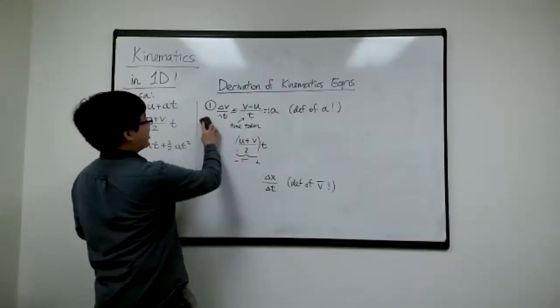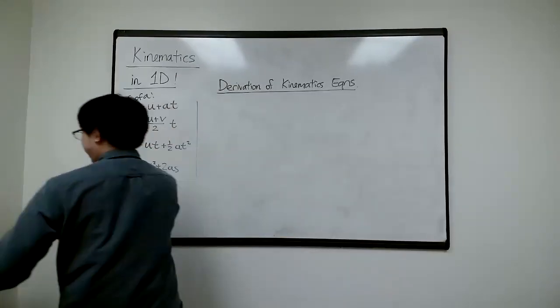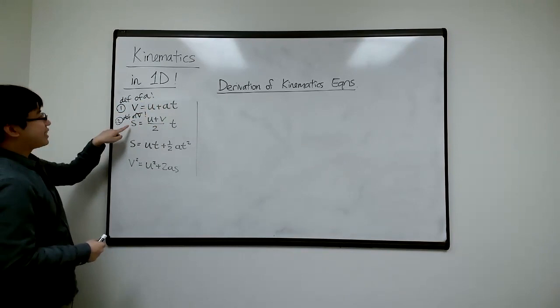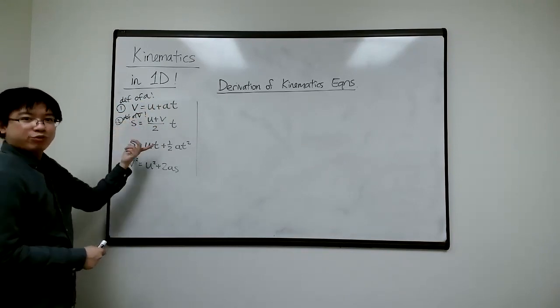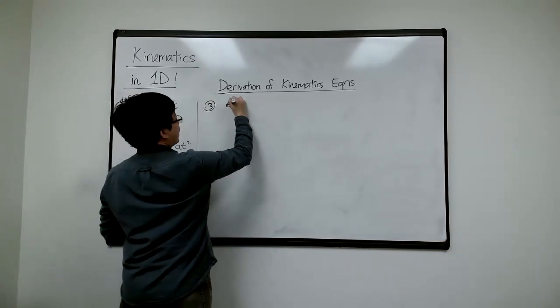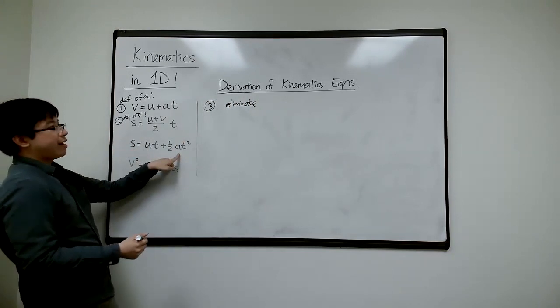Okay, welcome back. So we would like to derive the other two from the first two, right? So we understand this is the definition of A, really, just rearranged. This is the definition of average velocity, just rearranged. All right, so now to derive 3, we want to eliminate which variable? We want to eliminate the V variable.